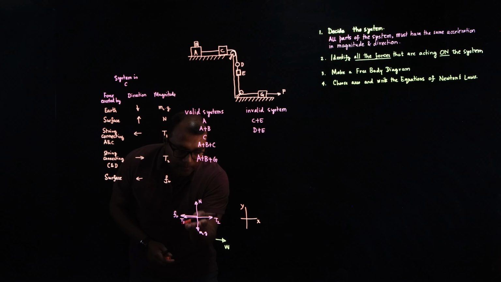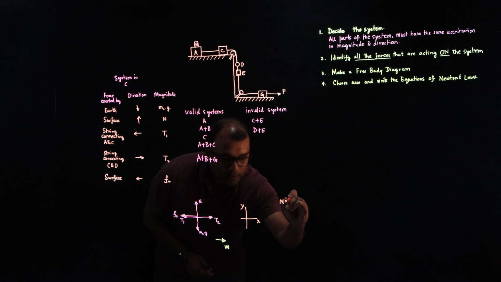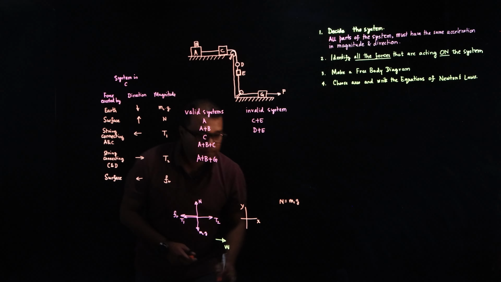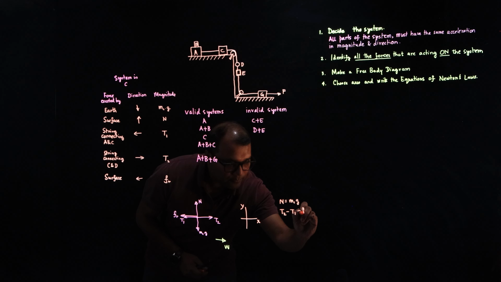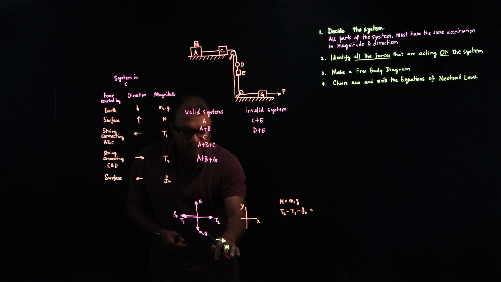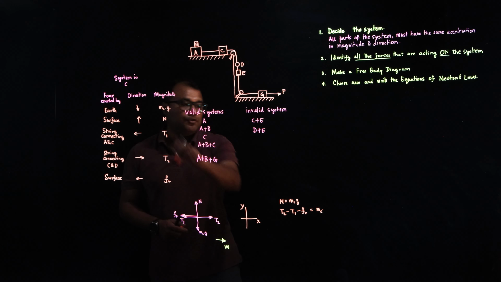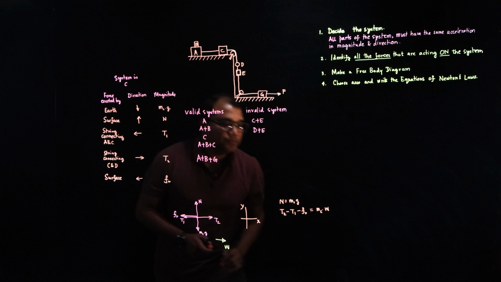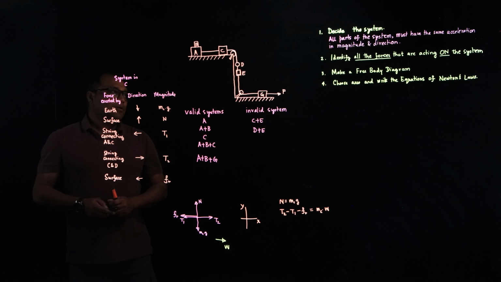Since there is no acceleration in the y direction, N is equal to m_C g. Now in the x direction, T2 minus T1 minus Fr, the friction, is responsible for this acceleration W in the right direction. So mass of C, which is the mass of the system that we have chosen, times W. So that is how we write the equations of Newton's laws.